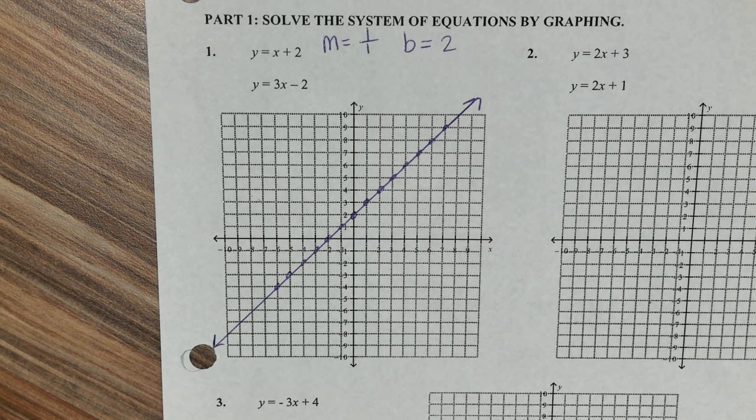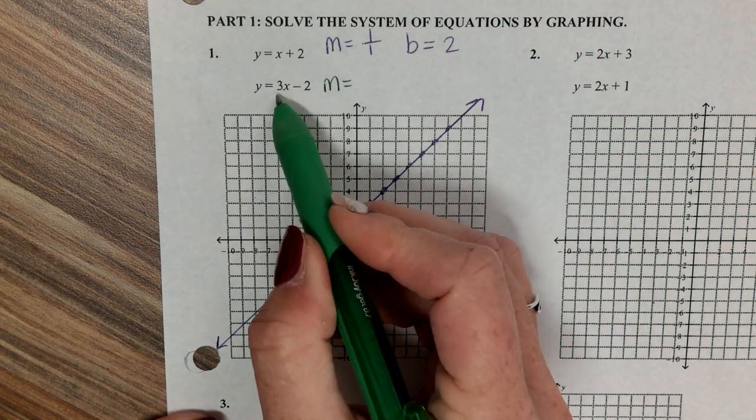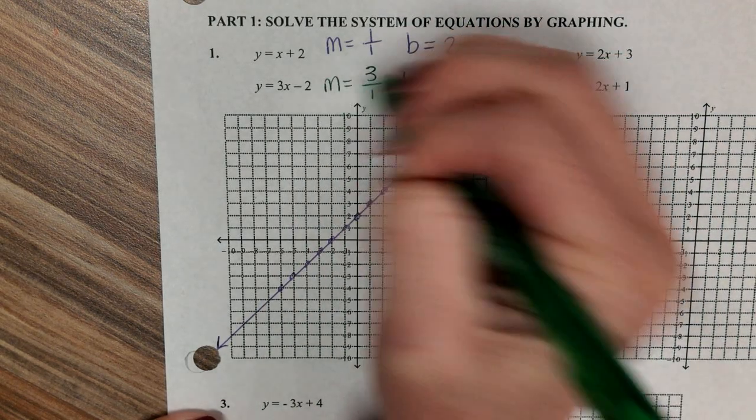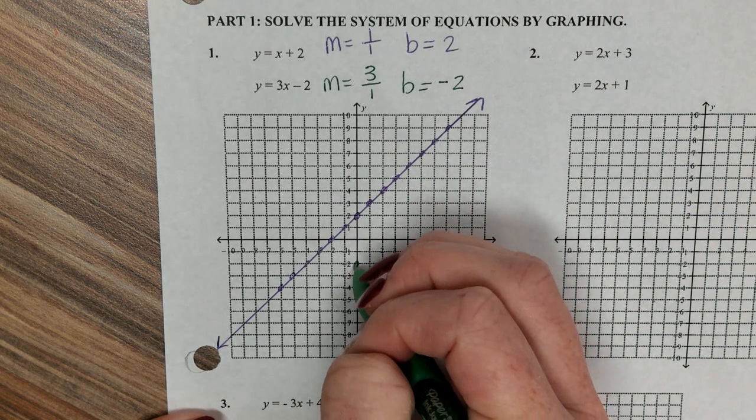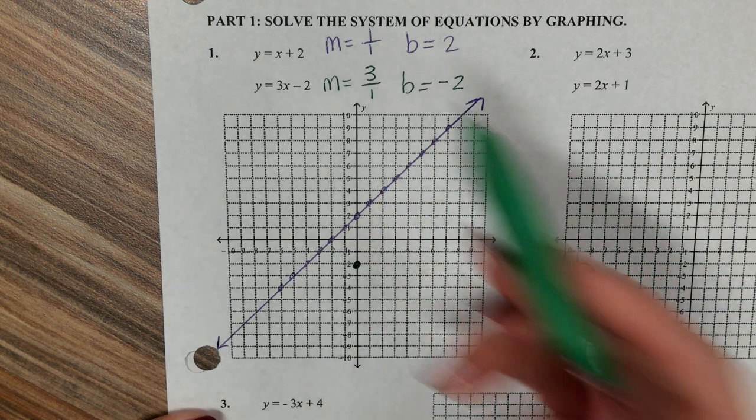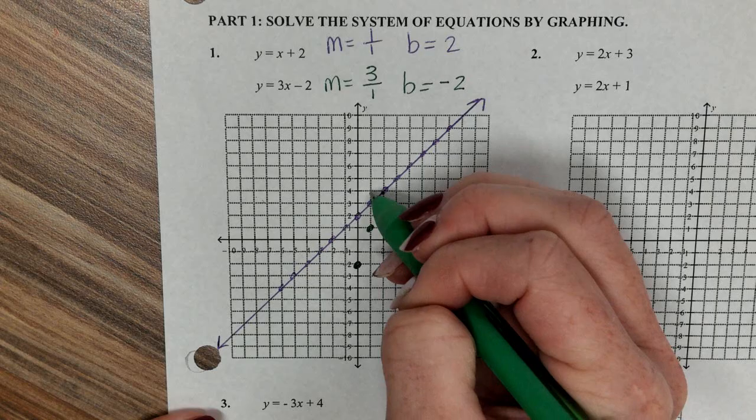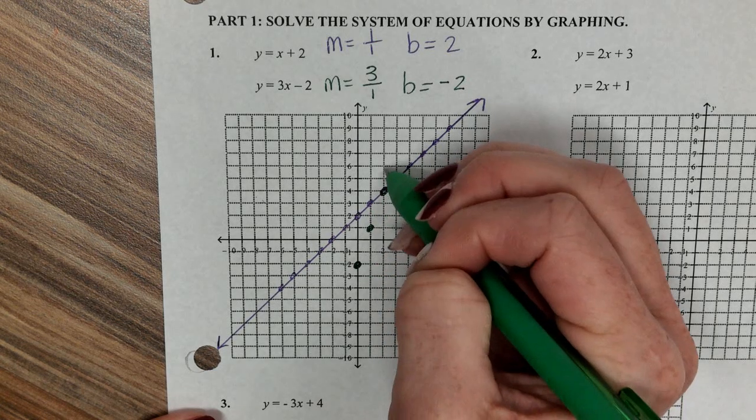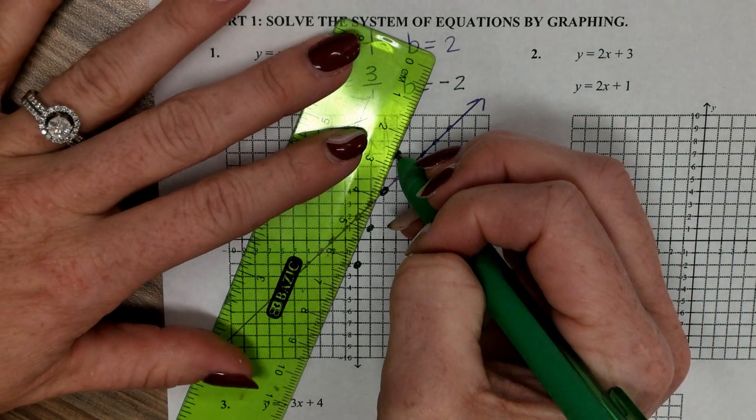Okay, on the next equation, what's the slope of the next equation? 3 over 1. What's the y-intercept? -2. So I'm going to go to the y-axis to -2, put a dot, and this time I'm going to rise up 3, right 1. And you should be able to see that intersection.